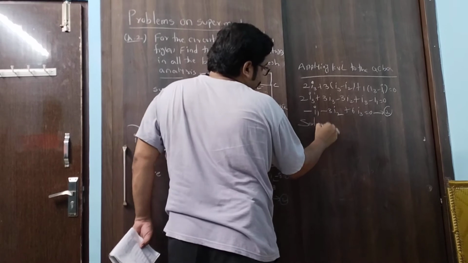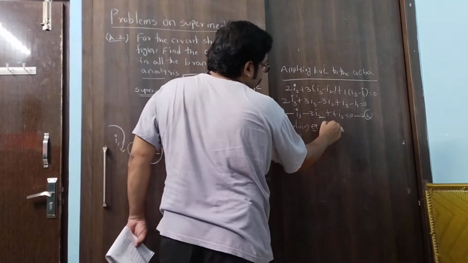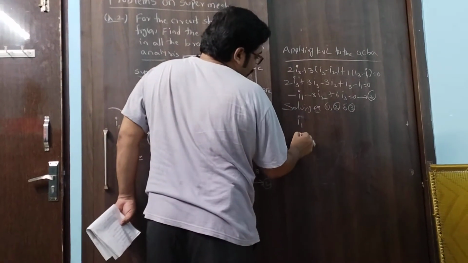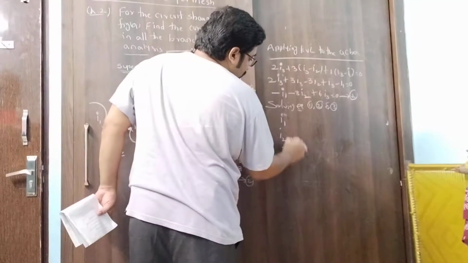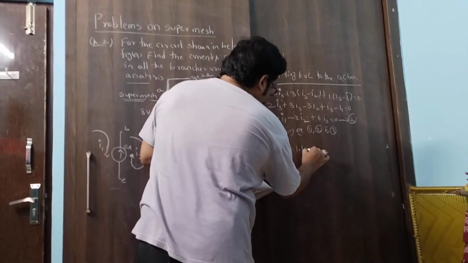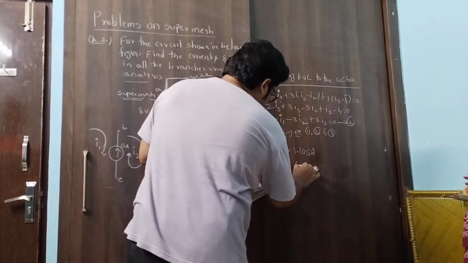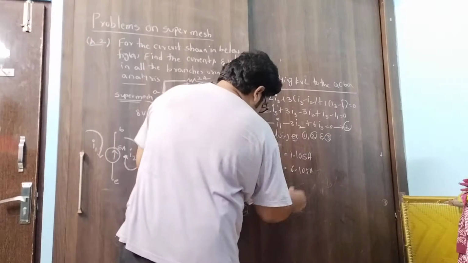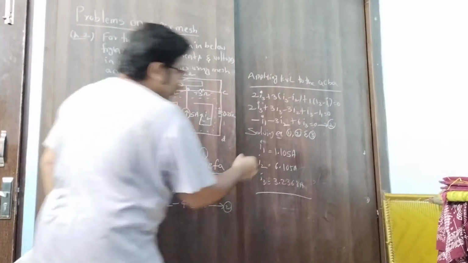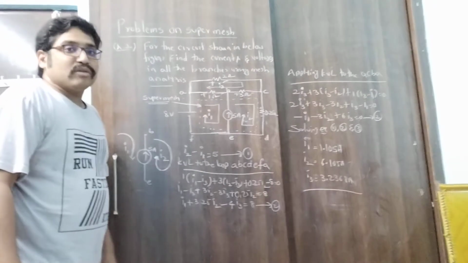So solving equations 1, 2 and 3, you are going to get the value of I1, the value of I2, the value of I3. So taking the calculator, you can easily solve this. The solution is: I1 value 1.105 amperes. Next, I2 value 6.105 amperes. I3 value 3.2368 amperes. This is what the values of the current.